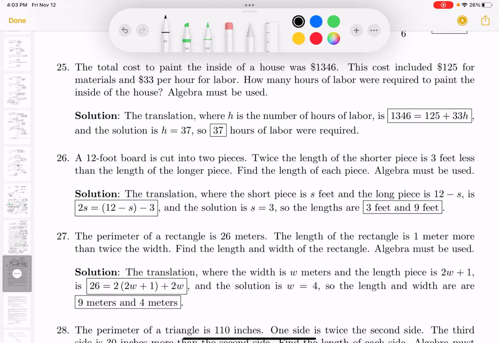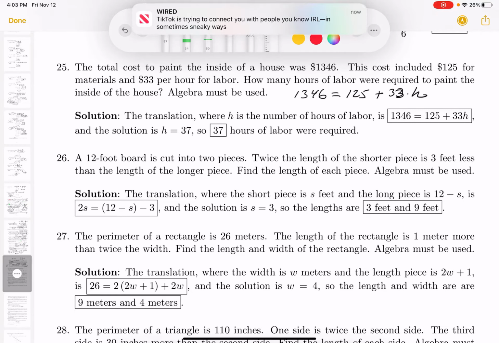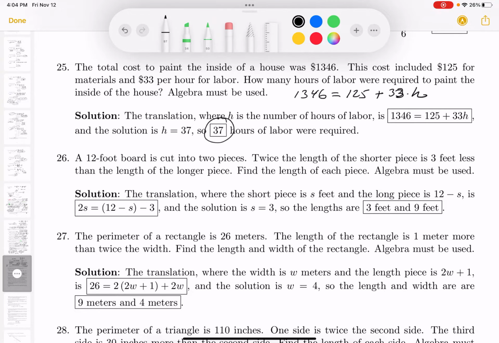Right, so it says the total cost of painting a house is $1,346. And they say that cost comes from $125 in material and some labor. And they say the labor is $33 per hour. I'll say H is the number of hours they worked at it. What's your question? How many hours of labor are required? You solve for H. And if you do that, you get 37.